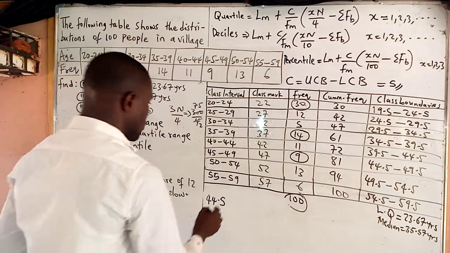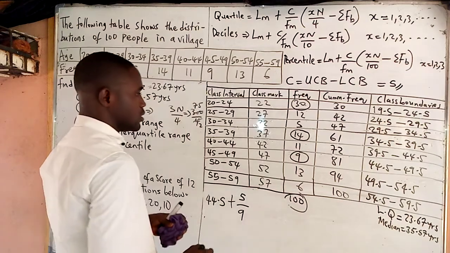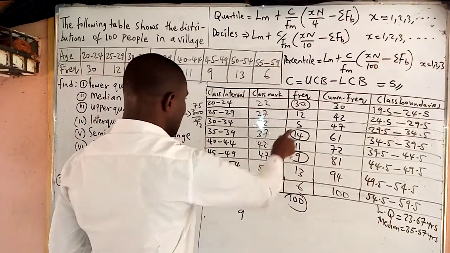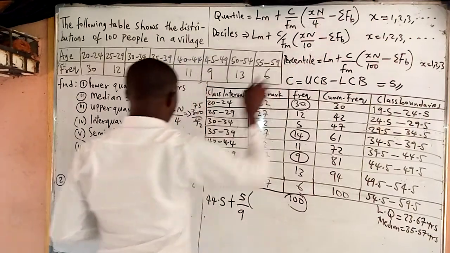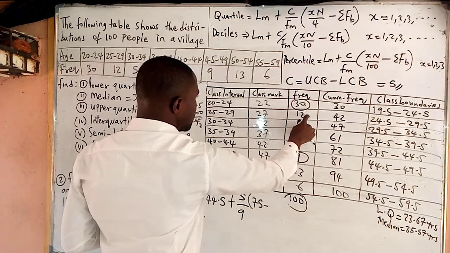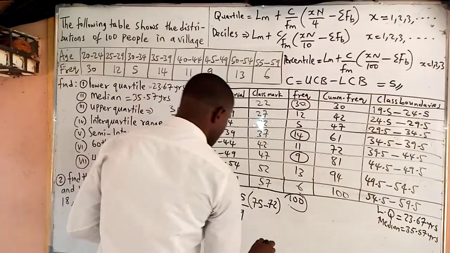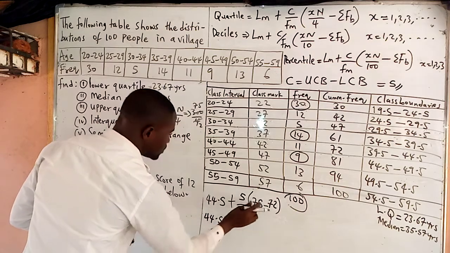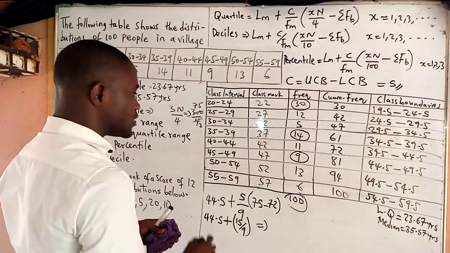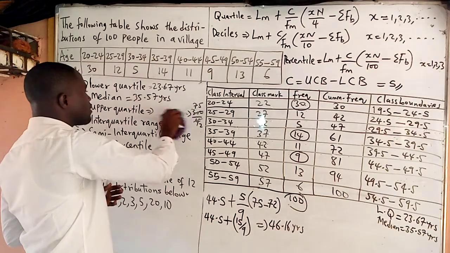We say it's 44.5 plus what is our C? Class width 5. All over, what is the frequency? 9. The frequency is 9. Then bracket. What is 3n over 4? That is 75. Minus, what is the summation of frequency before it? This plus this, 42, 47, 61, 72. So the frequency before it sums to 72. So it will give you 44.5 plus this minus this, 3 times this, 15 over 9. Once you compute this, 4.5 plus that will be giving you 46.16 years. So upper quartile will give you 46.16 years.